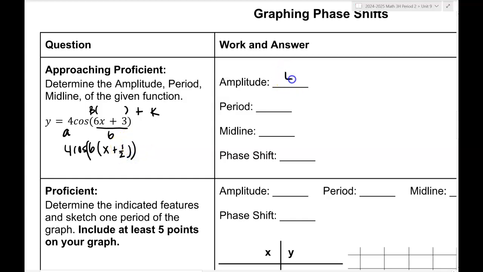So our amplitude will be 4. Period is 2 pi over 6, which is pi thirds. Our midline is 0 since we don't have a K value. And our phase shift is negative 1/2.